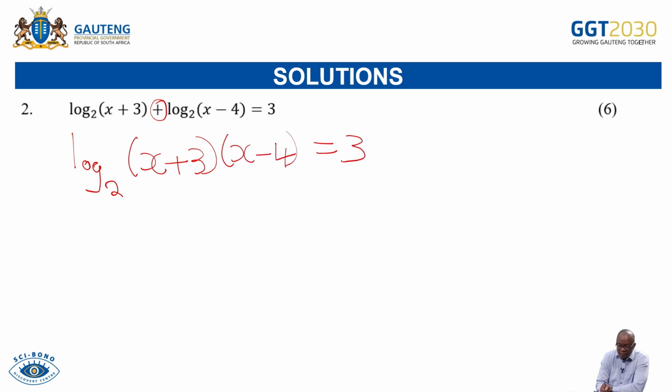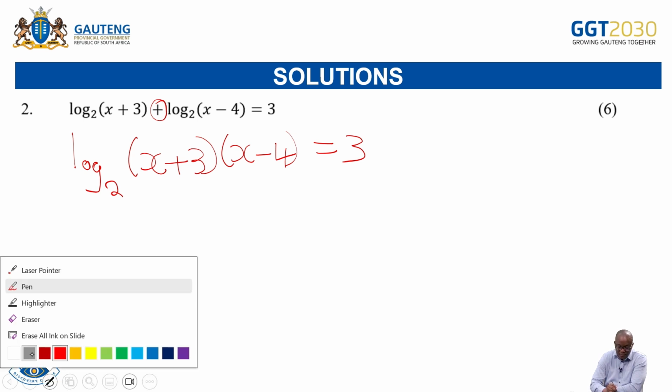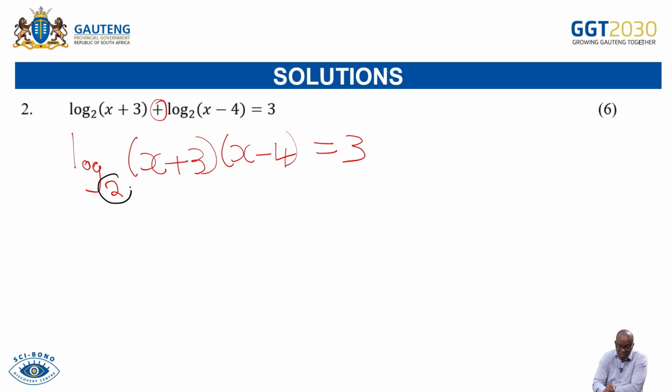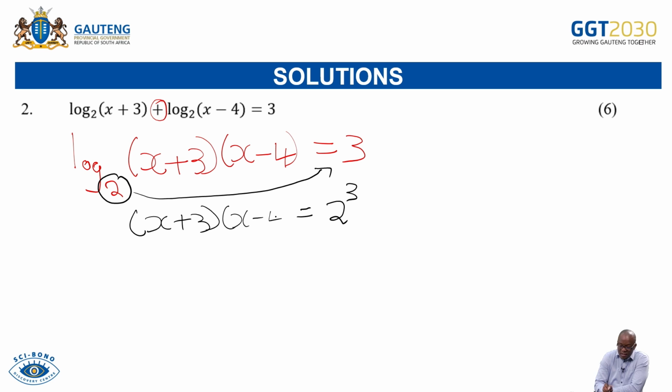It's equal to 3. Then you can see that now, as we are at this stage, we need to also get rid of the log. Then how do we get rid of the log? Like I indicated, you take the base, then it will go like that. Then it will push the 3 to be the exponent there. That is the basic thing that you need to know on how to get rid of the log. So now, it means I will have x plus 3, x minus 4.